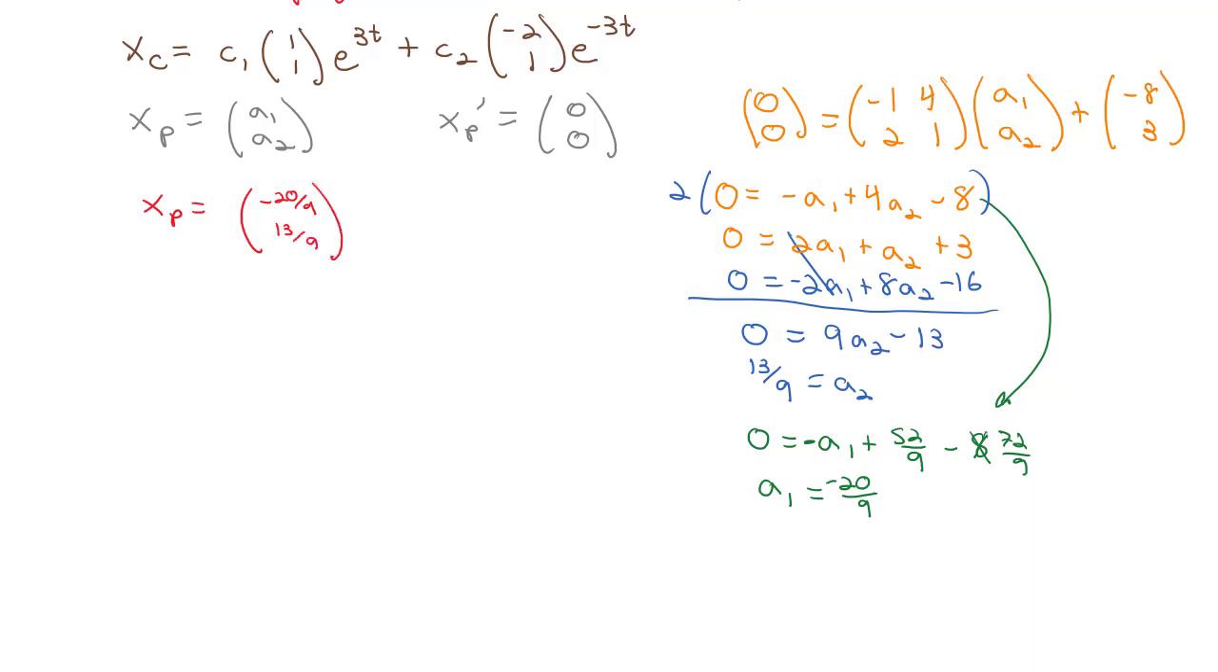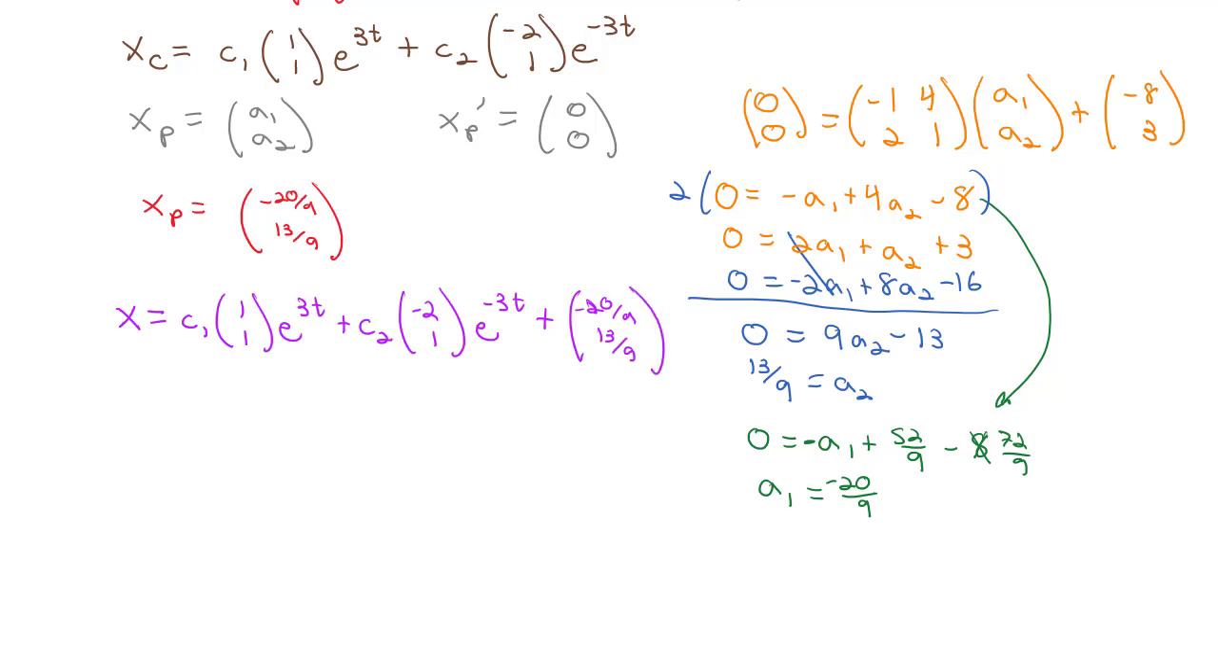Put it together then in matrix form, our solution is x equals x complement, c1 [1, 1] e to the 3t, plus c2 [-2, 1] e to the -3t, plus x particular, which is [-20 over 9, 13 over 9].